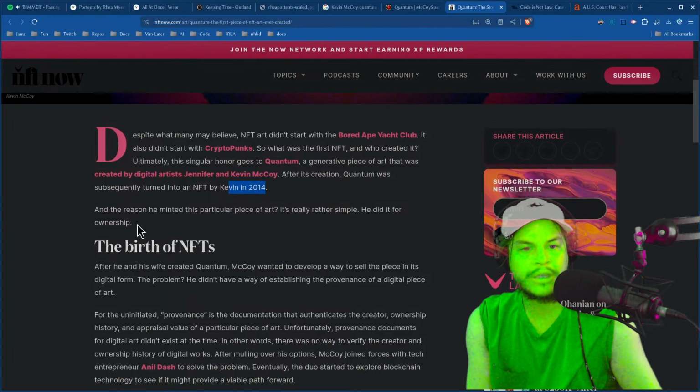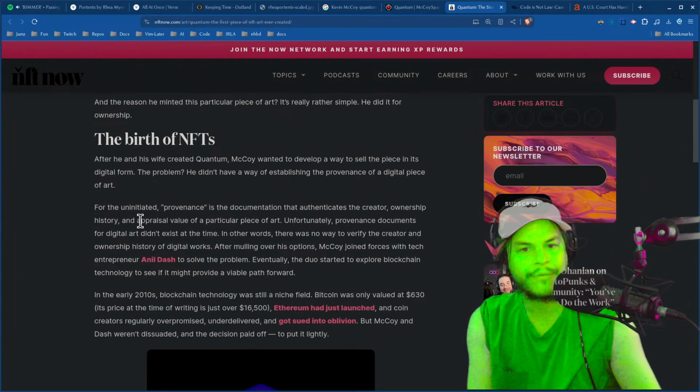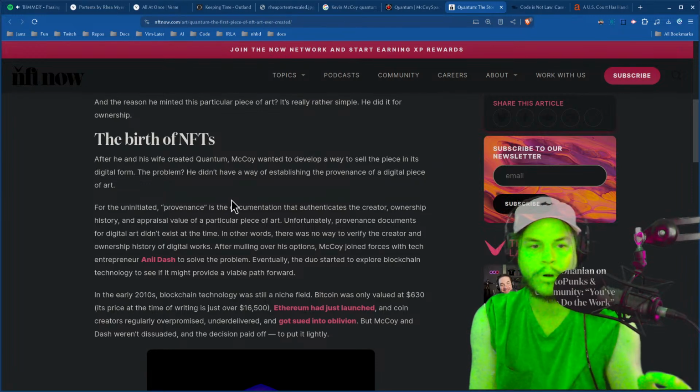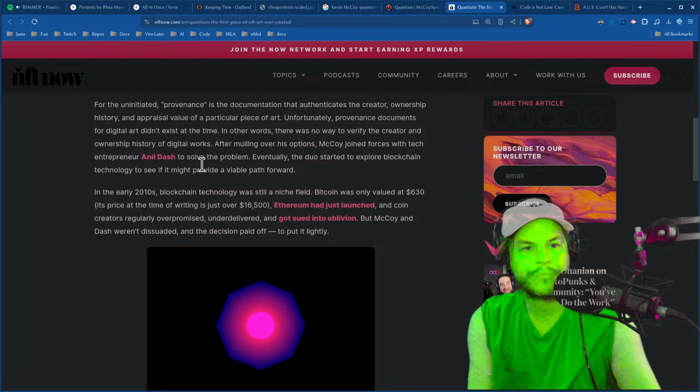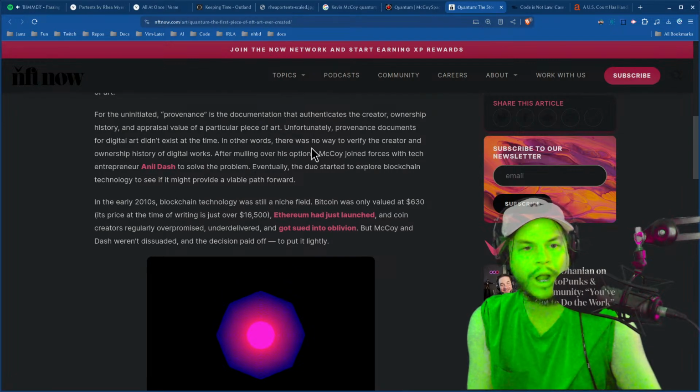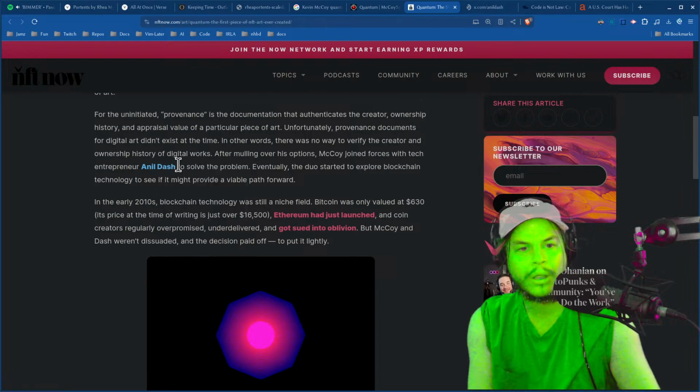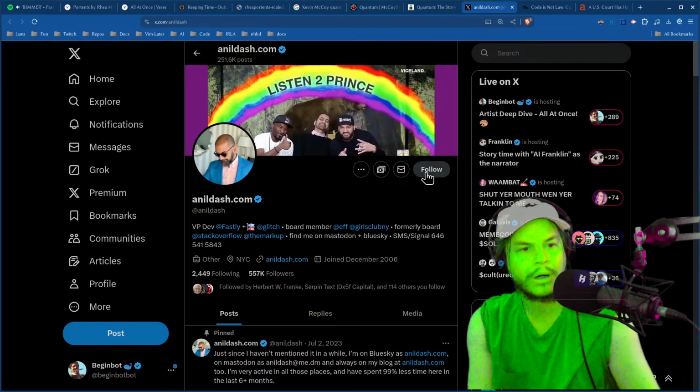And the reason he minted this particular piece of art is rather simple. He did it for ownership. Now, the birth of NFTs. After he and his wife created Quantum, McCoy wanted to develop a way to sell the piece in its digital form. The problem, he didn't have any way of establishing provenance of the digital art. For the uninitiated, provenance is the documentation. We know what provenance is. After mulling over options, McCoy joined forces with tech entrepreneur Anil Dash to solve the problem. Eventually, the duo started to explore blockchain technology to see if it might provide a path forward here.